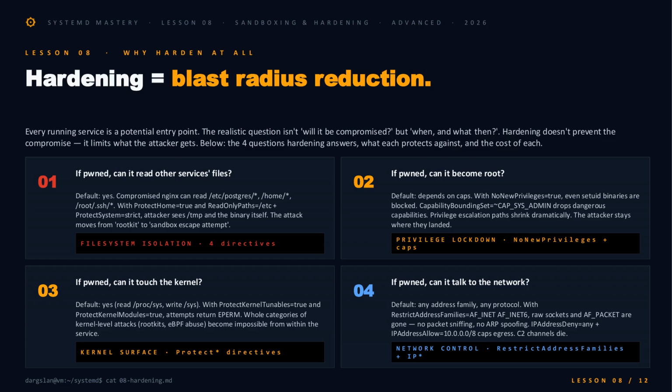A compromised Nginx reads your Postgres data, your SSH keys, loads kernel modules, opens raw sockets for C2. Hardening flips each of those to no, and that flip is what shrinks the blast radius from catastrophic to contained.